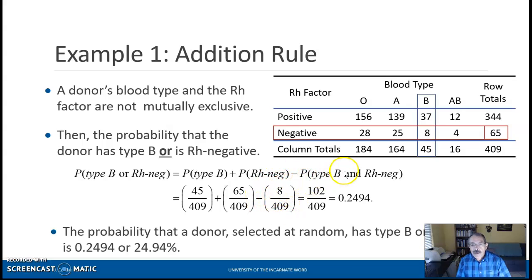So that's the joint probability of type B and Rh negative. I think you can see that by using this number and this number, we're double counting this intersection of the two events. That's why we subtract. So if you carry out this operation, you have 108 divided by 409, and that's equal to 0.2494. Interpreting this quantity, the probability that a donor selected at random has type B or is Rh negative is 0.2494 or 24.94%. All right, in this example, we used both versions of the addition rule.